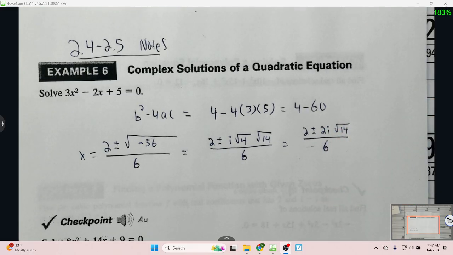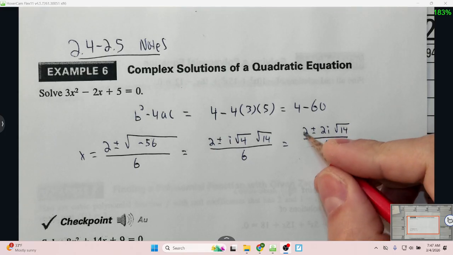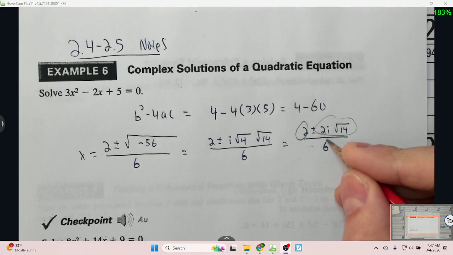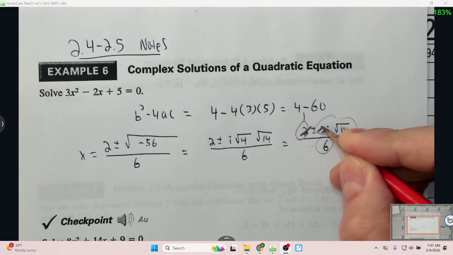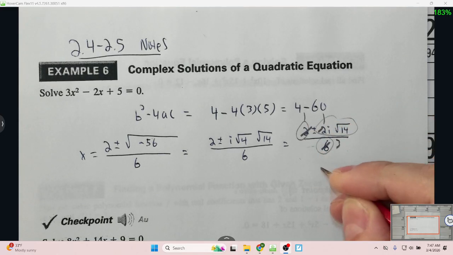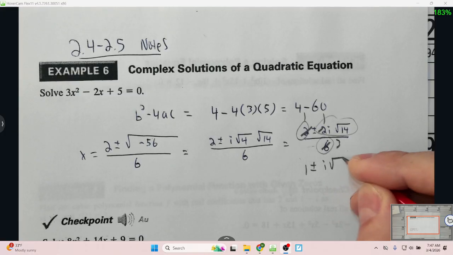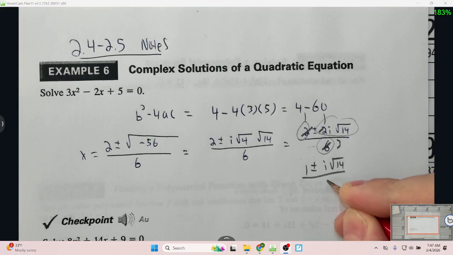Now here's the thing. This is where people make a lot of mistakes, is the simplifying. When you simplify this, you need to be careful that if you're going to divide, this is one term, this is a second term, and this is a third term. You can divide them all by 2. Gives you 1, gives you 1, gives you 3. So it's going to be 1 plus or minus i root 14 over 3.